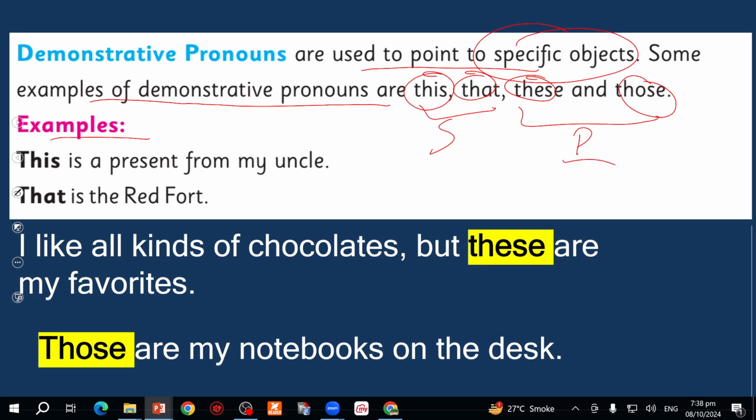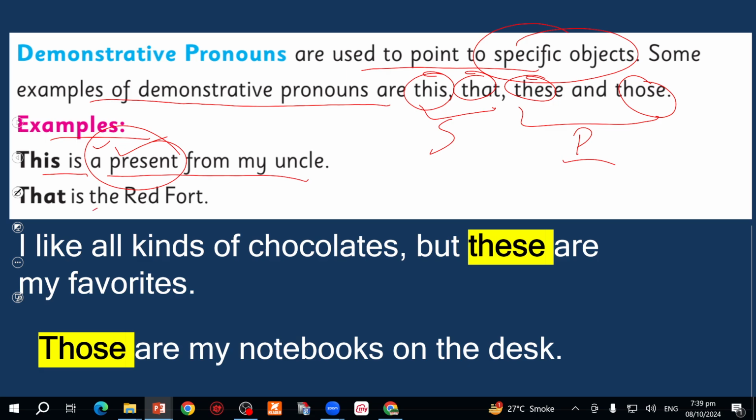Now, let's look at how the demonstrative pronouns are working. This is a present from my uncle. We are referring to this present which is in our radius and in our very close environment. So this is a present from my uncle. We are referring to one present, a present with an indefinite article. So this is a present from my uncle.